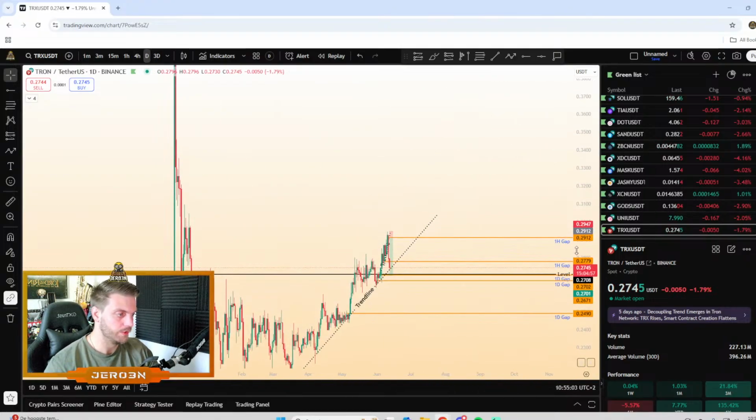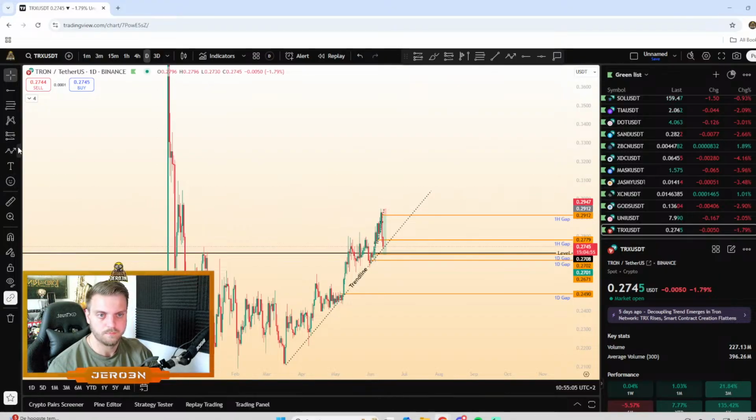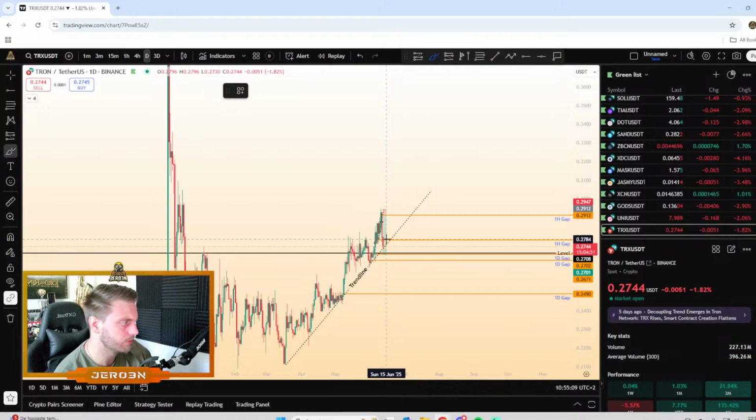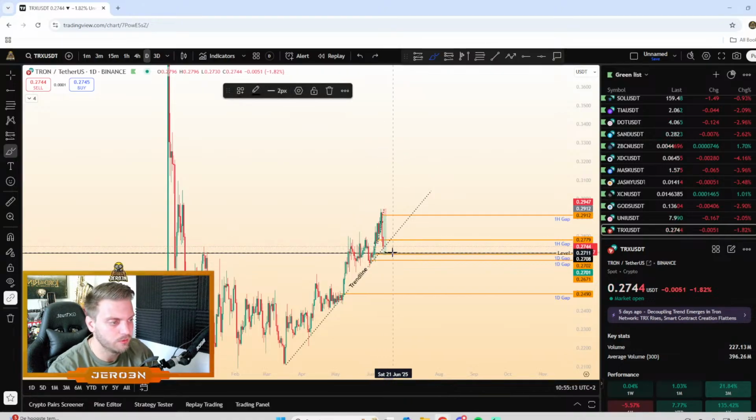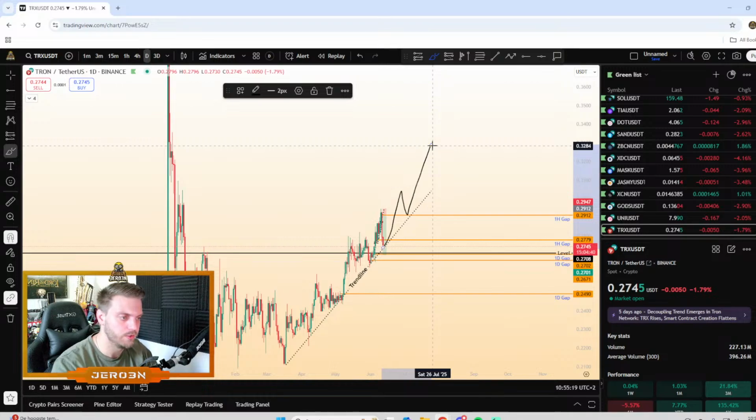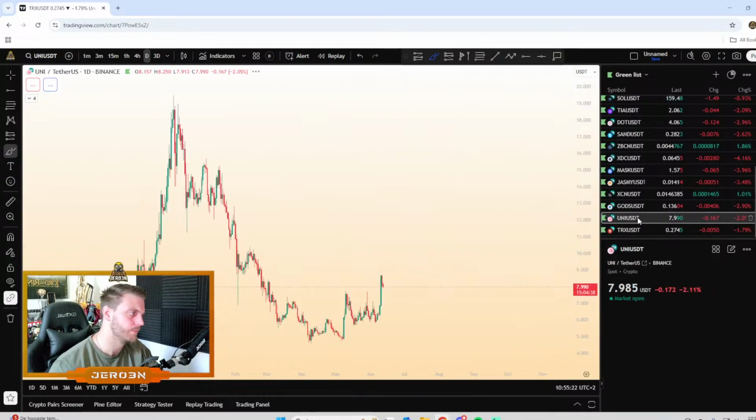But it's also in an uptrend. So TRX, Dave, if you're watching or rewatching TRX, I know this is your coin. Closing over here could mean that we are breaking through. However, it has the potential of continuing up until it breaks this trend line.